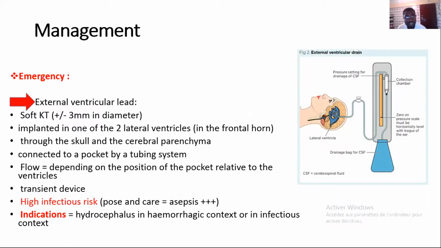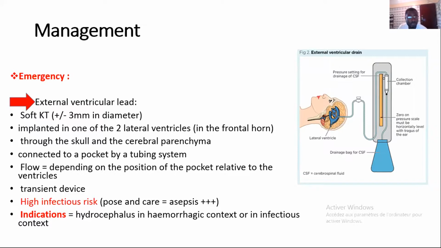In emergency, we can't wait. We have to do something. So we can go to an external ventricular drain, a soft catheter implanted in one of the two lateral ventricles in the frontal horn, through the skull and the cerebral parenchyma, connected to a pocket by a tubing system.